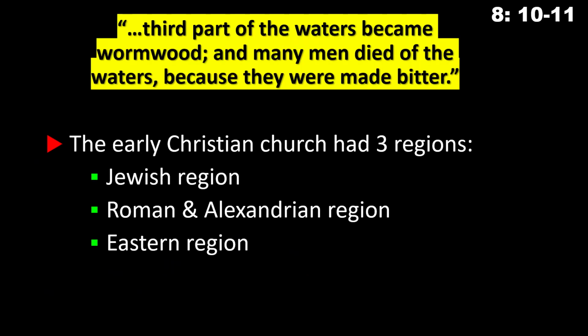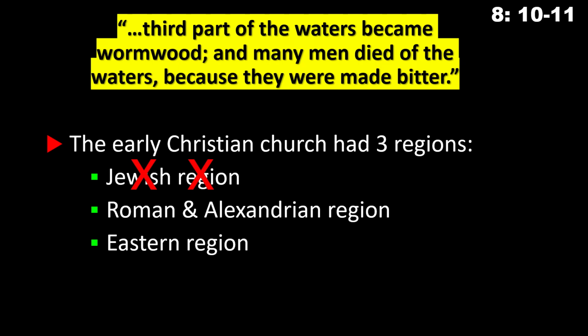We come down to the last element of verses 10 and 11, that of the third part of the waters became wormwood, and many men died of the waters because they were made bitter. The early Christian church had three regions: the Jewish region, the Roman and Alexandrian region, and the Eastern region. The Jewish region was taken out of the picture as a result of the Jewish-Roman wars, wherein Jerusalem and the Temple were destroyed from around 70 Common Era. Most Christians moved out of the region.